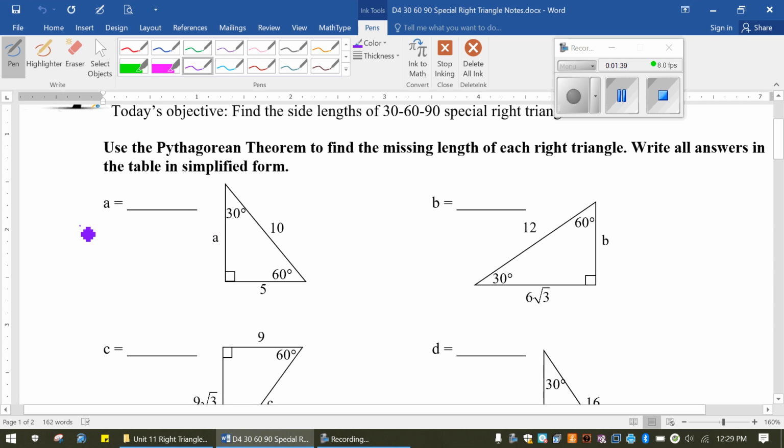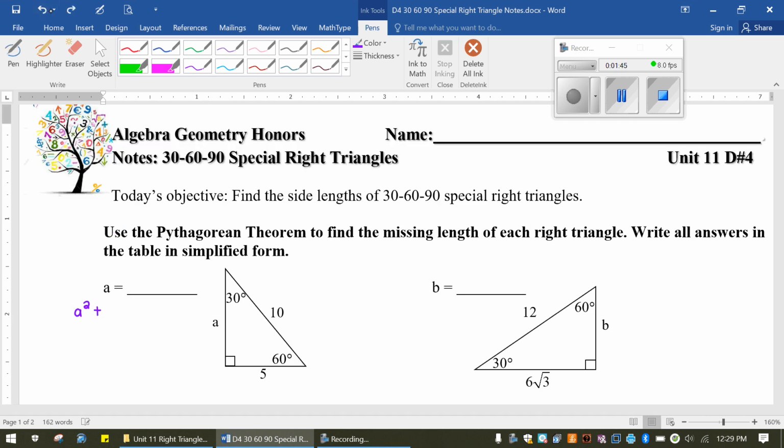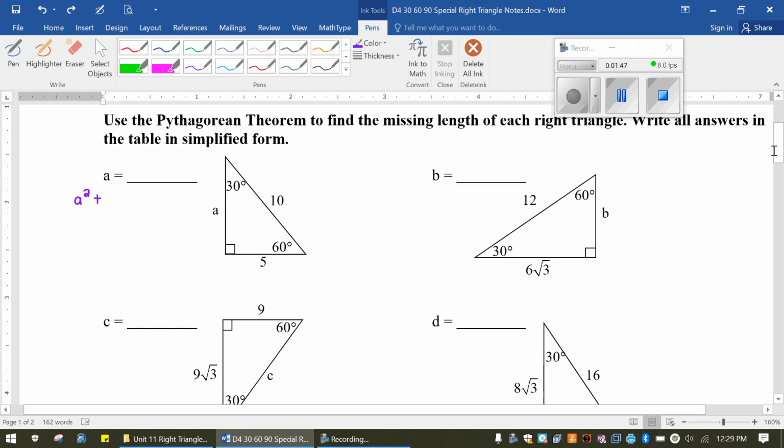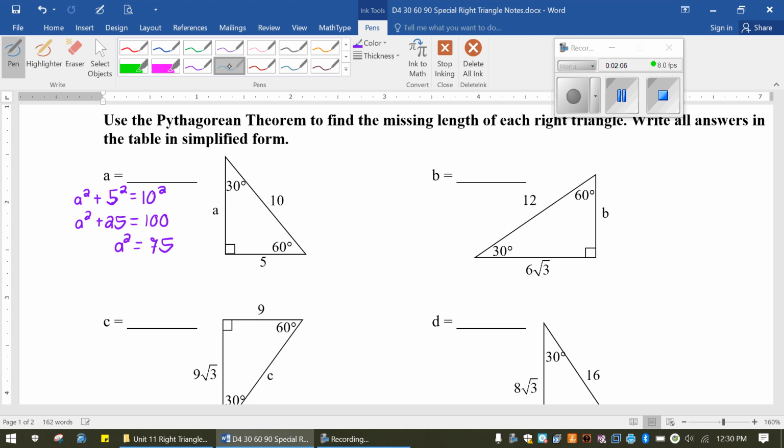So we're going to do A squared plus 5 squared equals 10 squared. All right, so A squared plus 25 is 100. Subtract 25 from both sides. And we get that A squared is 75. And take the square root of both sides.